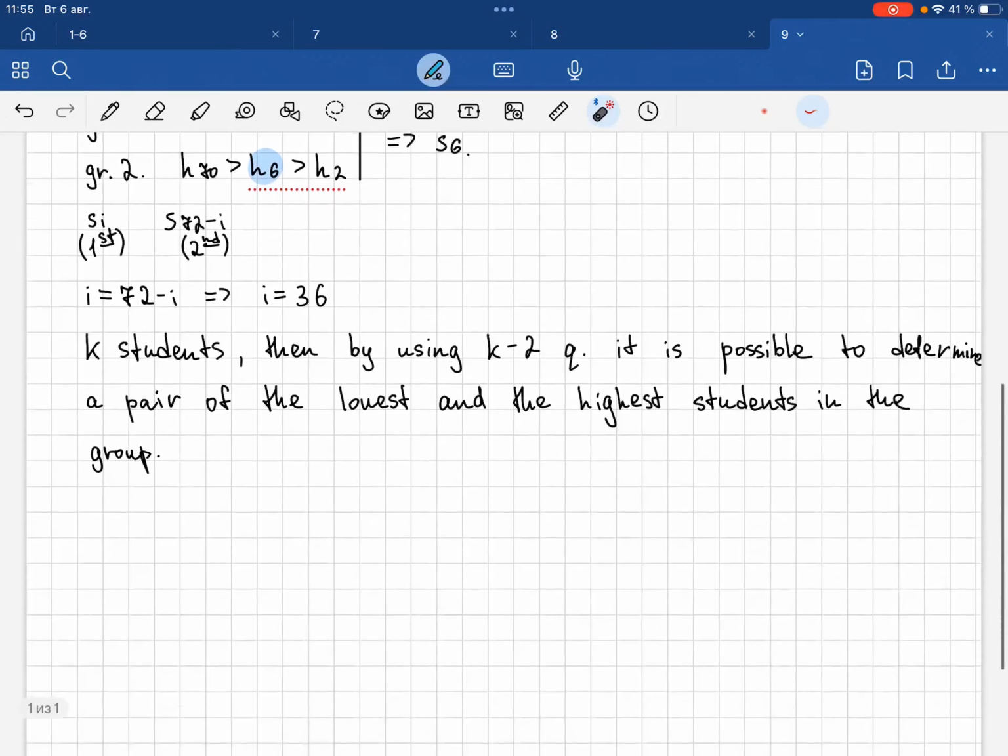Okay, so how can it be done? Well, the first question we'll ask in an arbitrary way. For example, we had S2, S6, and S70 in our example.